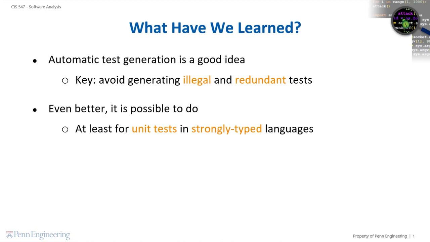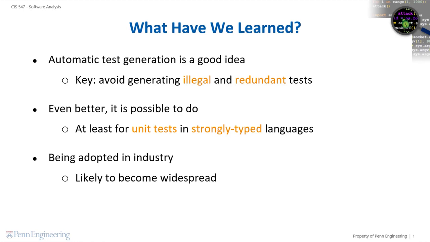Even better, automatic test generation is possible to do today, at least for small units of a software system such as a data structure or a library API that is written in a strongly typed language like Java. Finally, automatic test generation is being adopted in industry and is likely to become widespread in future, especially in targeting specific kinds of bugs such as security bugs or concurrency bugs, and specific classes of programs such as mobile apps or device drivers.